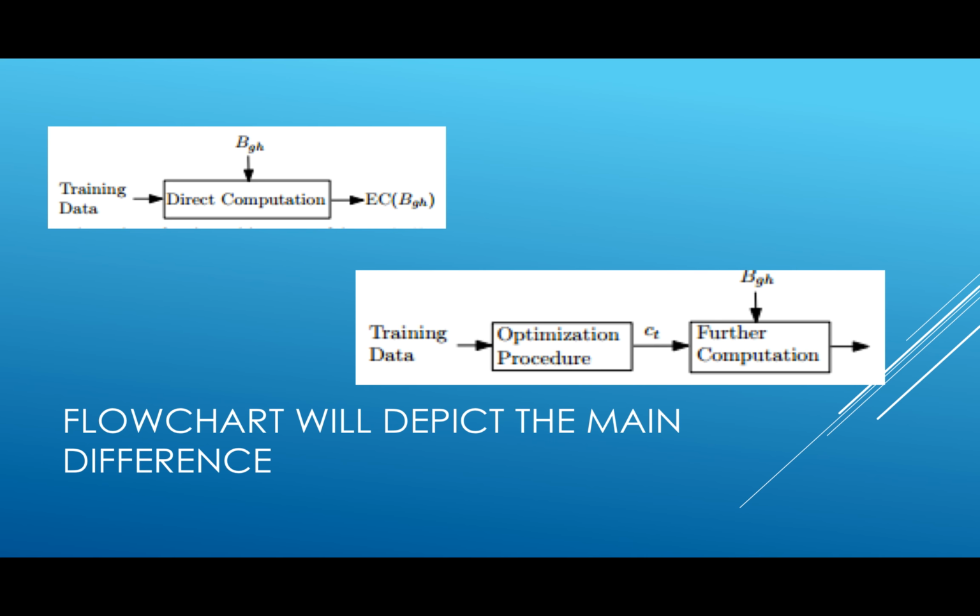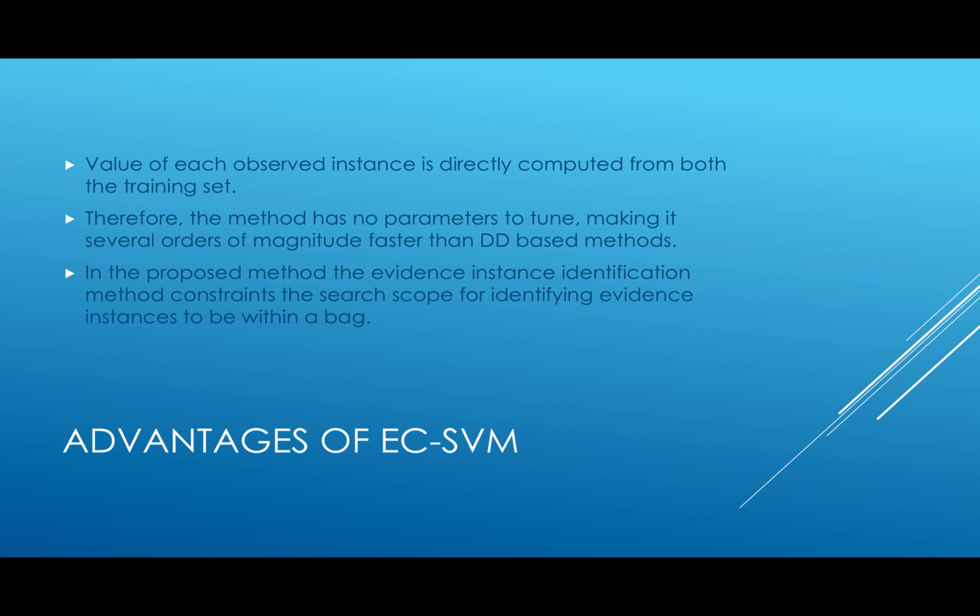This diagram shows the main difference between the DD and the EC. In the DD, direct diverse density, the training data is passed for direct computation and gives the evidence confidence values, while in the EC flow, the training data is first optimized and then it's further computed to give the values of EC.